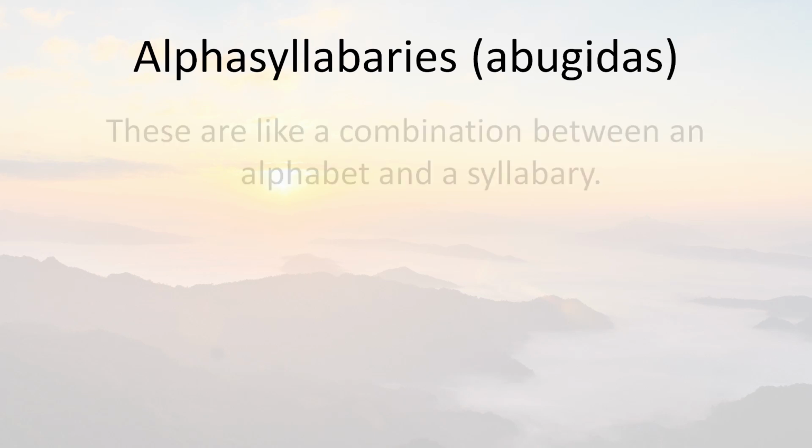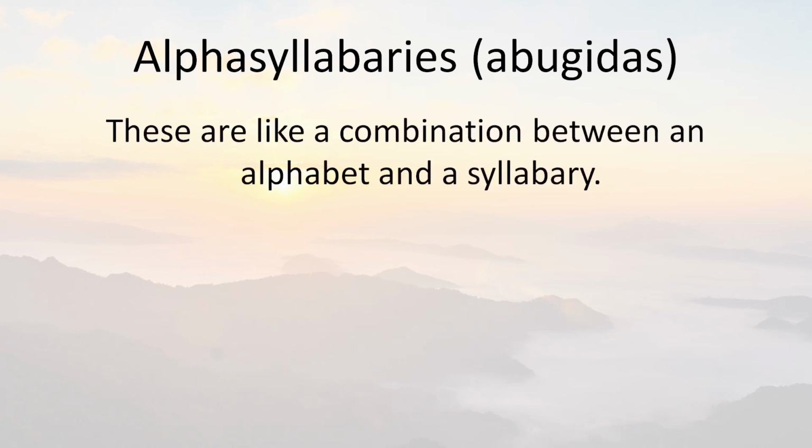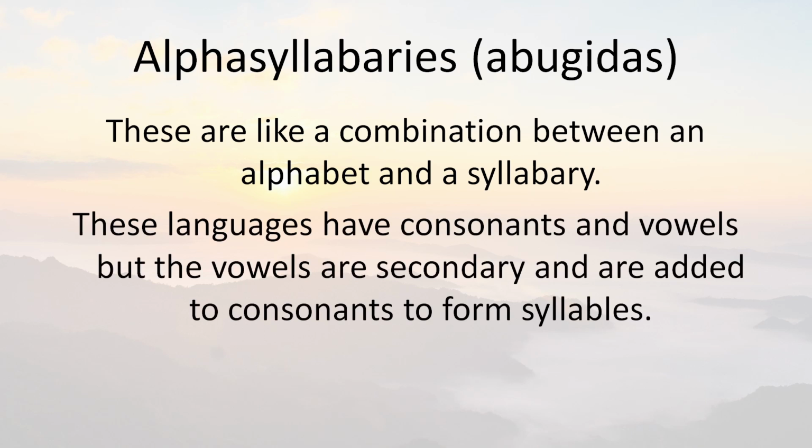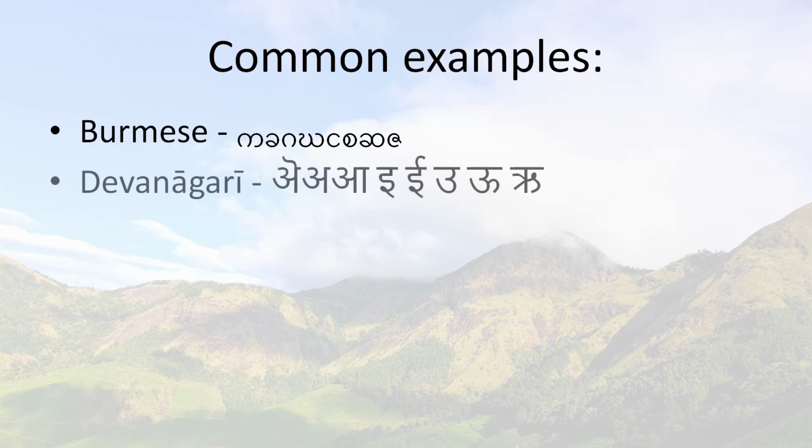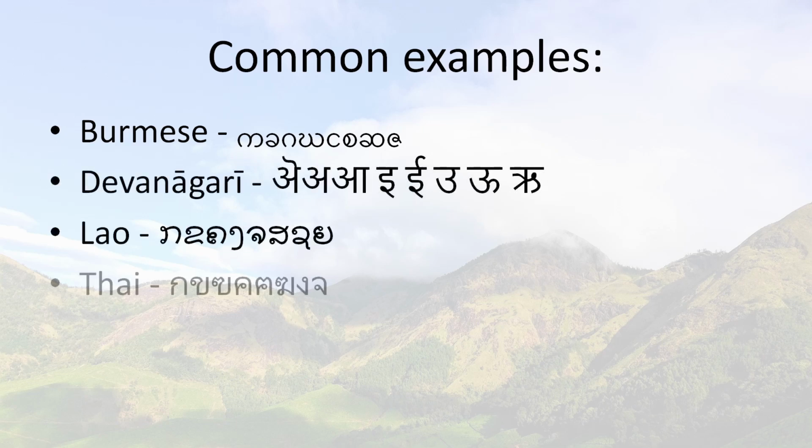Alphasyllabaries. These are like a combination between an alphabet and a syllabary. These languages have consonants and vowels, but the vowels are secondary and are added to consonants to form syllables. Common examples are Burmese, Devanagari, Lao, Thai, and Tibetan.